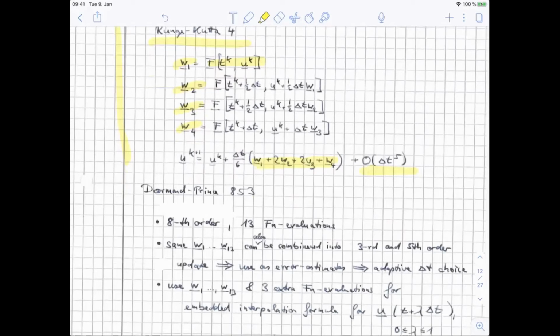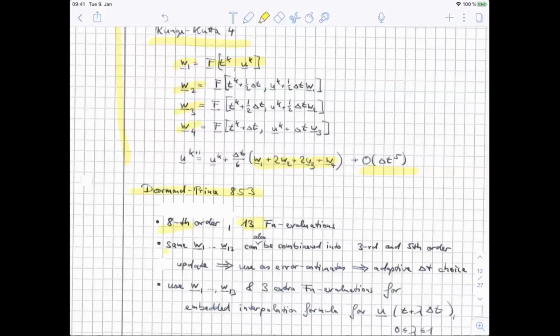And in the SpEC collaboration, our favorite time stepper goes under the name of Dormand-Prince 853. It's an 8th order method, so the time stepping error will go down as delta t to the 8th. Unfortunately, it needs 13 function evaluations, so it's more expensive than 1 function evaluation per order. However, now comes the cool stuff.